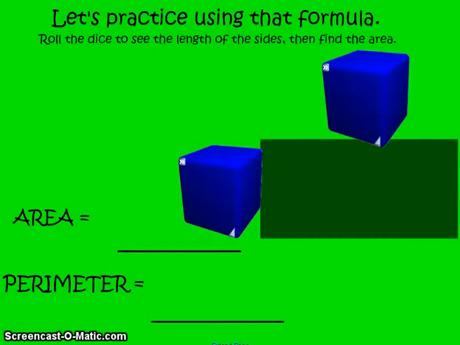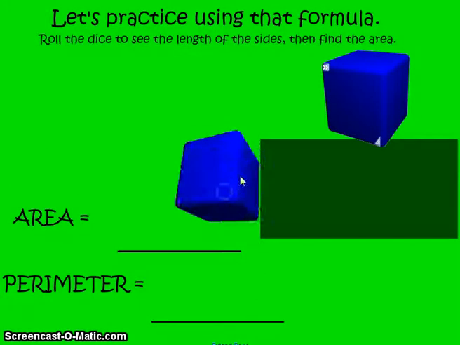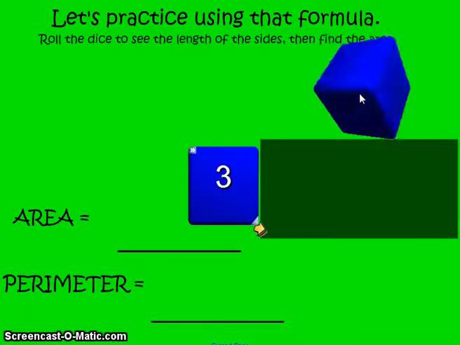Okay, so let's do a little more practice with finding the area and the perimeter, and then we're going to look at a real world example. So let's go ahead, we'll roll the dice here.